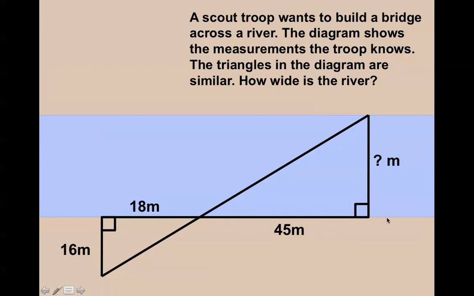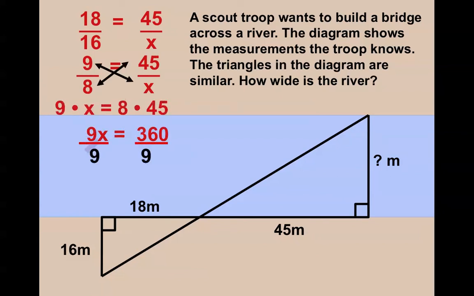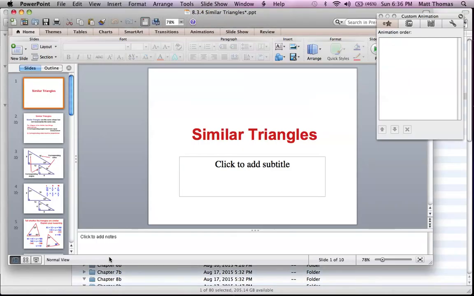This is 45 meters, this is 18 meters, this is 16 meters, and we have similar triangles because these two angles would be equal because they are vertical. These two angles are equal, and if two of the angles are equal, we know the third one is equal. So I set up my proportion. I cross multiply, divide by 9, and I end up getting my answer. The river is 40 feet wide.